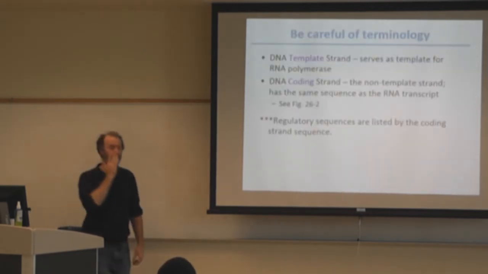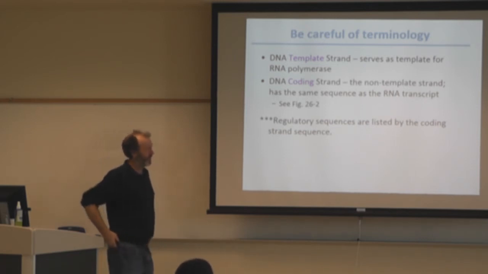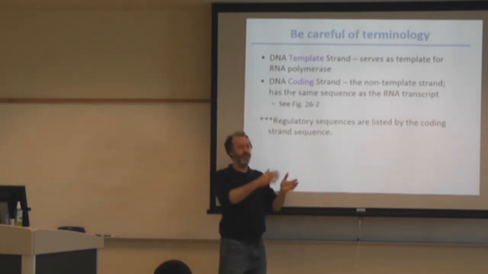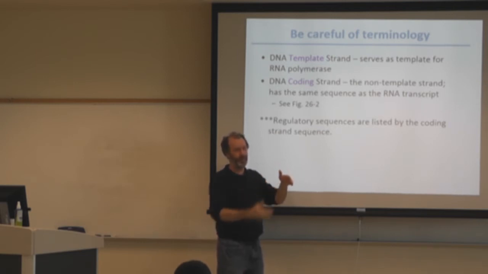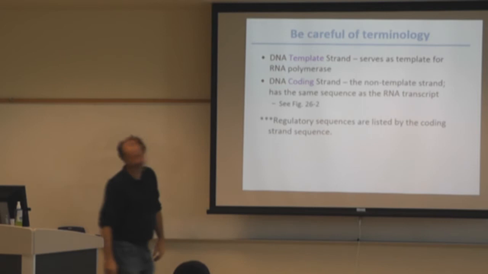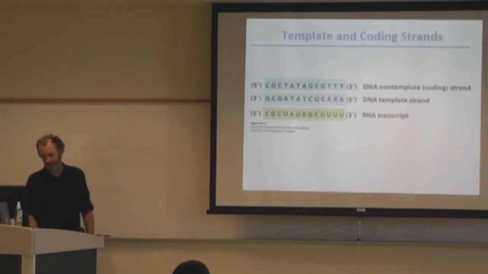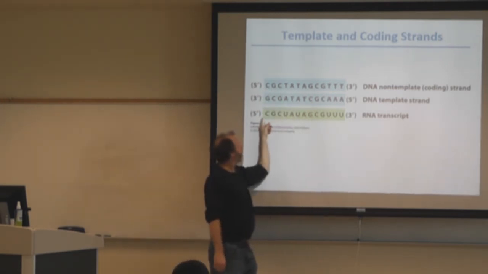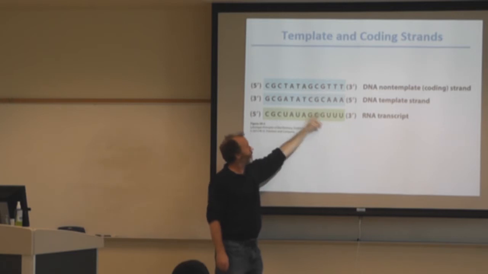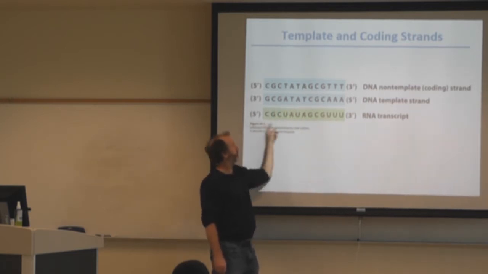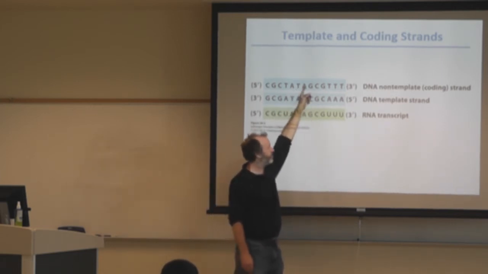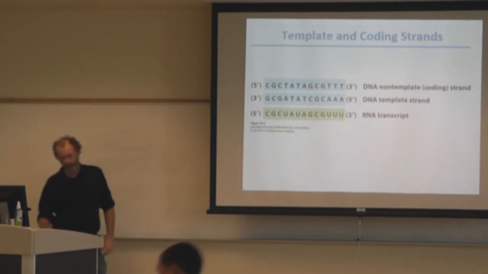Just some terminology. You heard me say the template strand serves as the template for the RNA polymerase, and then the coding strand matches the code, except for the U's, right, of what the mRNA is being produced. And this shows you some of those. So you have the DNA non-template or the coding strand, it's going to match the sequence of the transcript, whereas the template strand is what's used to make the transcript. So it's basically the similar sequence. You match sequence except for the U's instead of T's for the coding strand.